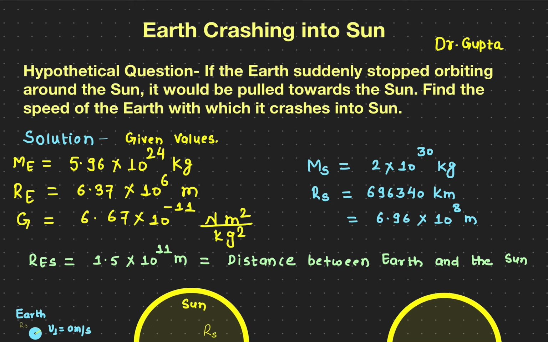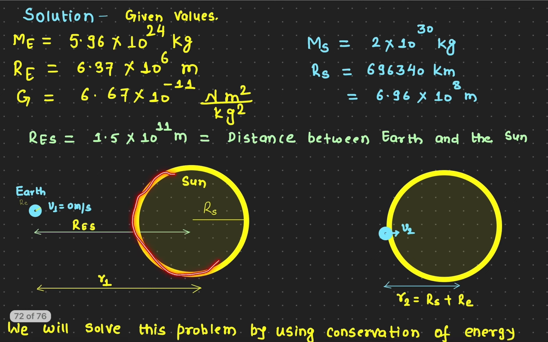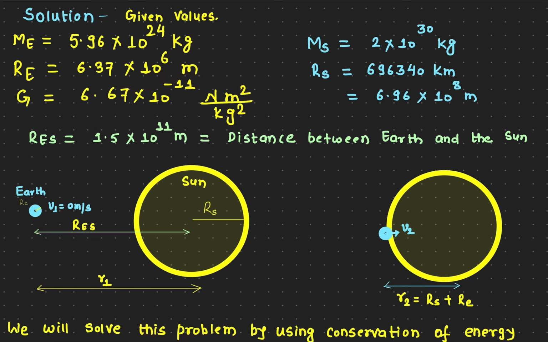In fact, it is a very hypothetical question. All of us know that the earth is moving around the sun. So, this is the sun, and that's the earth. And the earth moves around the sun in an orbit, in an elliptical orbit. And if all of a sudden the earth stops orbiting around the sun, what would happen?